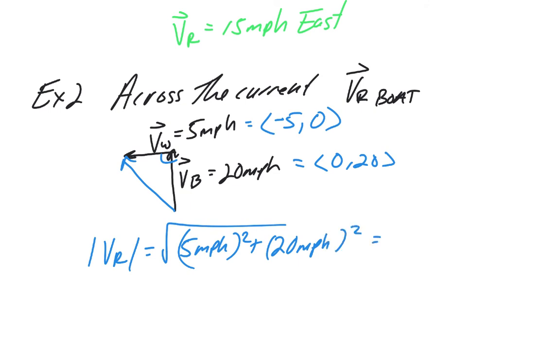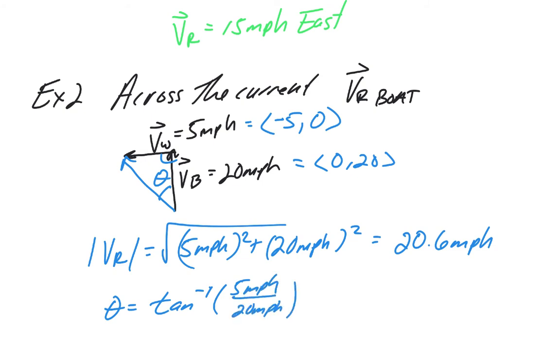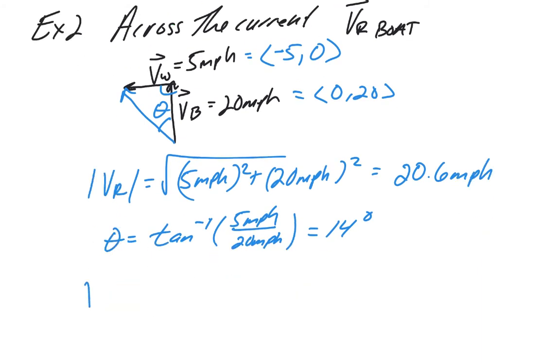And that magnitude, which you can put into your calculator, is going to turn out to be 20.6 miles per hour. Make sure you're checking me and doing the math with me. You can always pause this and check your math. And then I have to find this angle to get the direction, and I'm going to do that using my inverse tangent. That must be the inverse tangent of 5 miles per hour over 20 miles per hour. When I plug that into my calculator, I find that that's going to be 14 degrees. So the final answer, the resultant velocity with an angle, is going to be 20.6 miles per hour at an angle of 14 degrees.